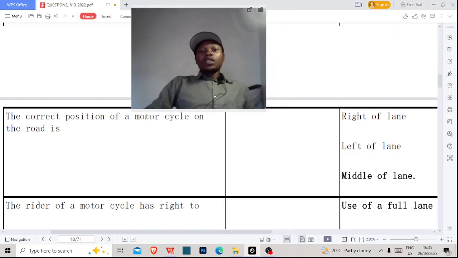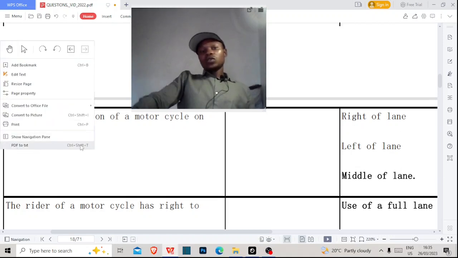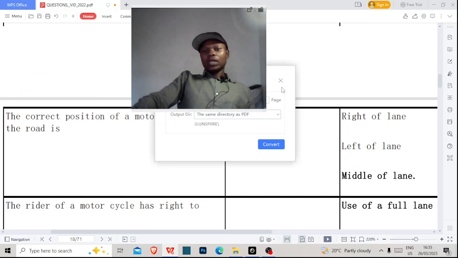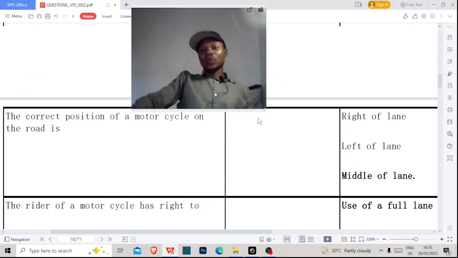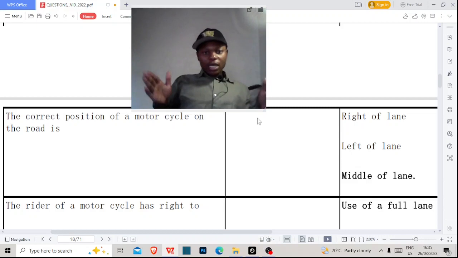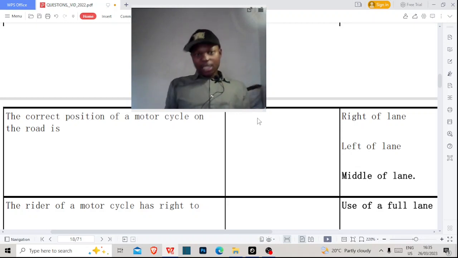The correct position of a motorcycle on the road: is it the right of the lane, the left of the lane, or the middle of the lane? For you to understand this question, you need to know that a motorcycle has the right to a full lane. A motorcycle is regarded as a full vehicle, therefore it has the right to its own full lane. So a motorcycle does not have to move on the right of the lane or on the left of the lane. It has to move on the center or middle of the lane.